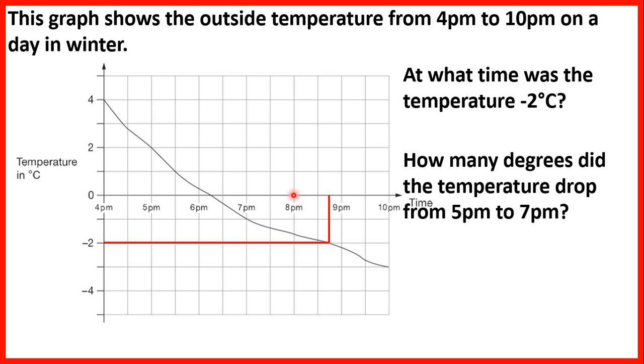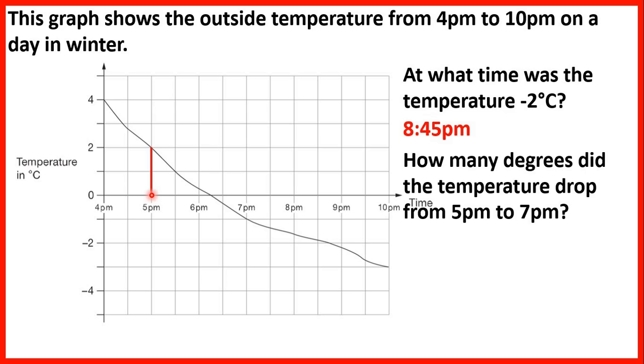We can see that this is 8 o'clock or 8 PM and this 9 PM. So in the middle we will have 8:30 PM. So this line is in the middle of 8:30 and 9 PM. So that's 8:45 PM.